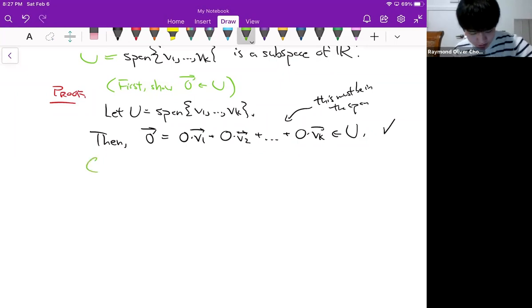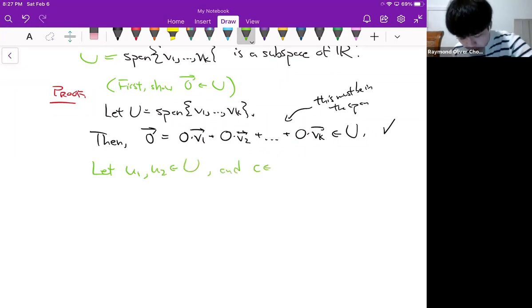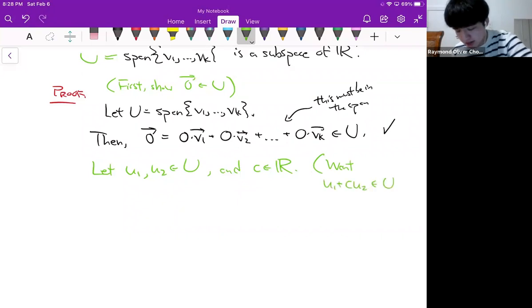The next thing we want to do, let's write this in green. Let U1 and U2 be in U, and let C be a real number. Any real number, your favorite real number, who cares? And then I have to show that U1 plus C times U2 is contained in U, right? That's the goal here. So remember, the next step after saying U1 and U2 are in U is to unpack what that means.